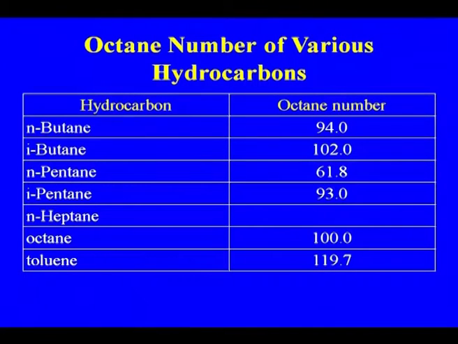So, this I was telling about the octane number. Here you see the reference octane is 100, and then we compare with it. Isobutane is higher than normal butane, and pentane is 61 and isopentane 93. Similarly, in case of toluene, it is 119. So, if branched paraffins are there or aromatics are there, then the octane number will be high.